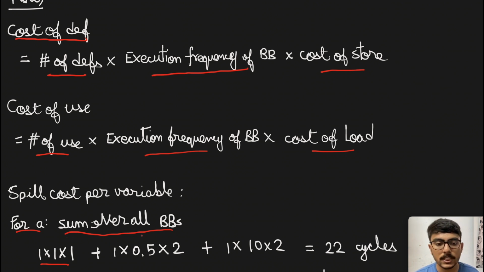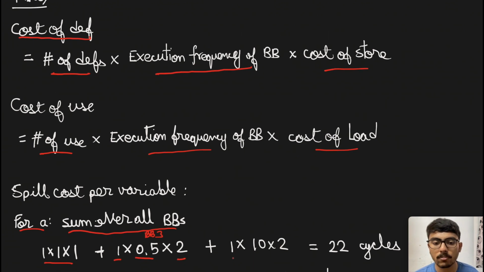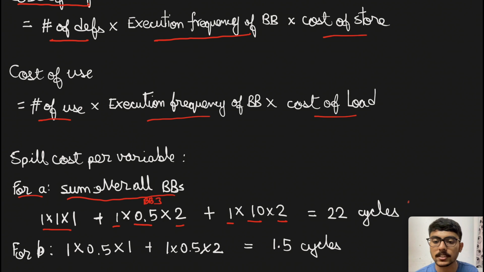Then we come to basic block 3. Its number of use is 1, the execution frequency is 0.5, and the cost of load is 2. Then we come to basic block 4. The number of use is 1, execution frequency is 10, and the cost of load is 2. When we add these up, we get 22 cycles, which is the spill cost for A.